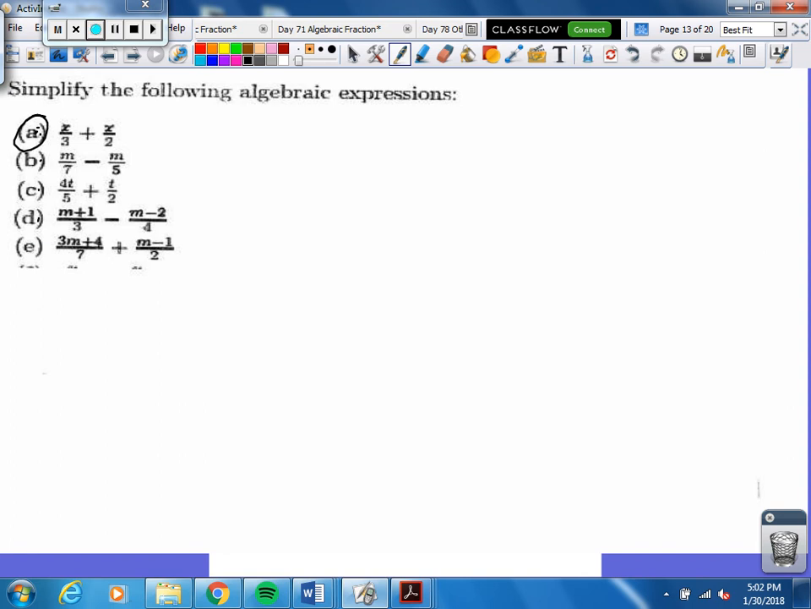Then I'm going to do D, and then you're going to do E, and we're going to finish up. Okay, so x over 3 plus x over 2 right here. So common denominator, 3, 6, 9, 12. 2, 4, 6. Common denominator is 6. Okay, no problem.